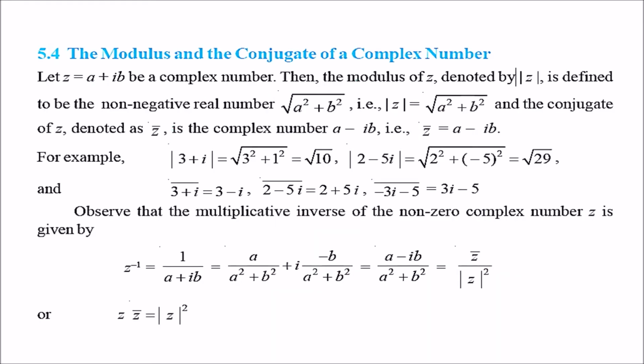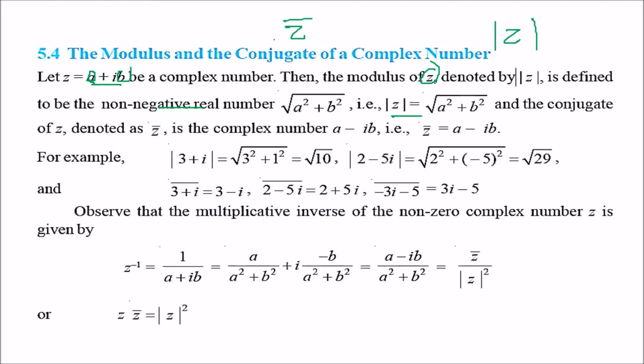Now the modulus and conjugate of a complex number. z is equal to a plus ib is our complex number. What about the modulus? Modulus is represented by these two bars, in between we have z. So this is defined like this: under root a square plus b square. You take this term, square it, you take this term, square it, and just take under root. What about the conjugate?